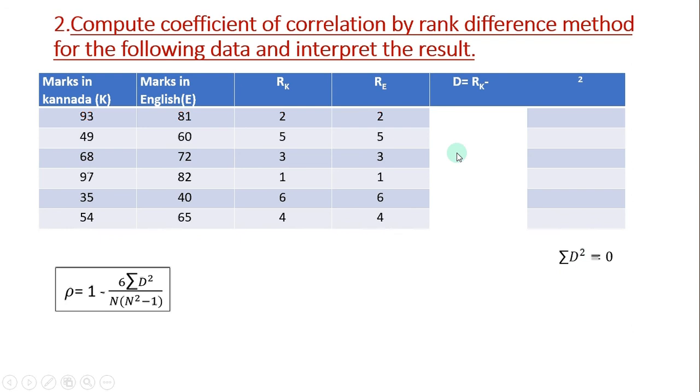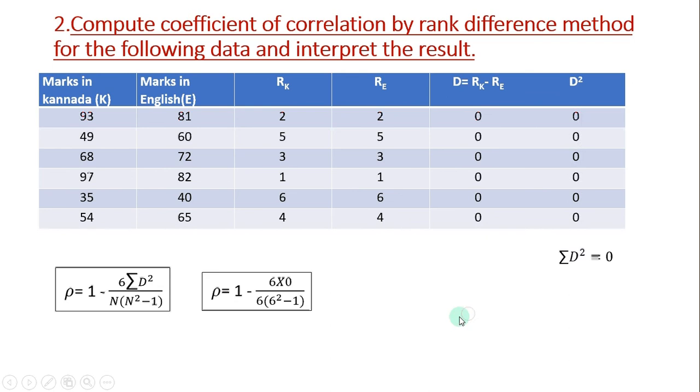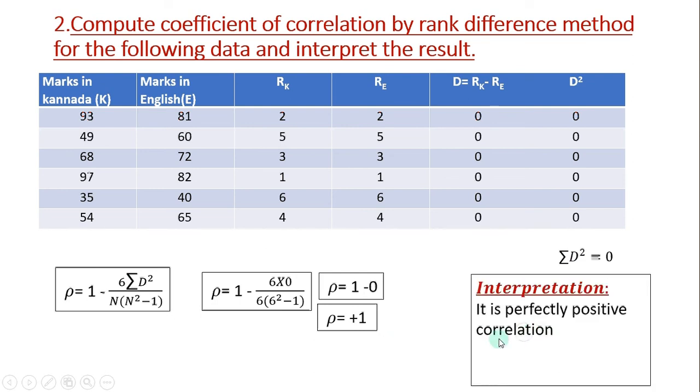Then the difference between the ranks of Kannada and English. So what do we get? Here all are 0, so d square is also 0. Here use the formula. We will get 1 minus all 0 into 0. 0 by anything is 0. So 1 only we will get. So rho is plus 1. The interpretation is that it is a perfectly positive correlation. Okay. So here we got rho is plus 1.